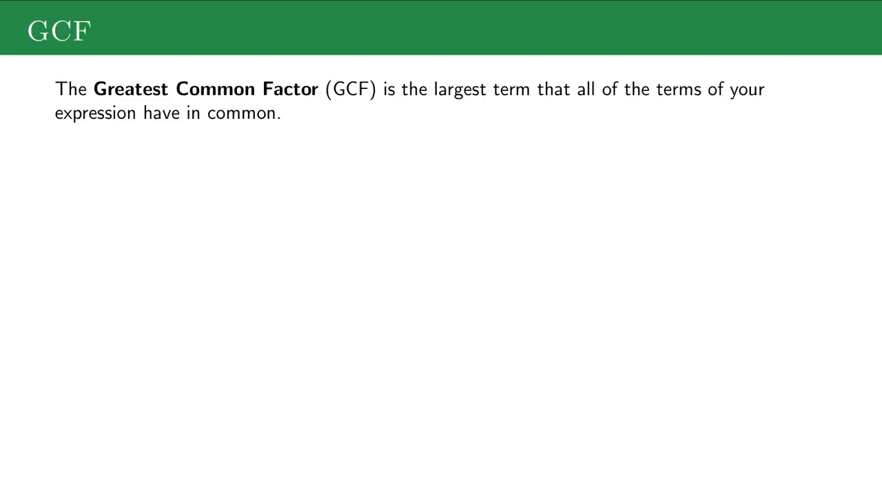And the greatest common factor is the largest term that all the terms of your expression have in common. This is the thing that can divide everything in your expression, but you can't get anything bigger than it. You can't have any extra things added to it.